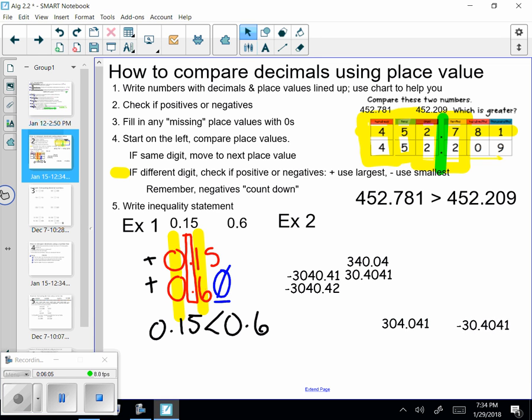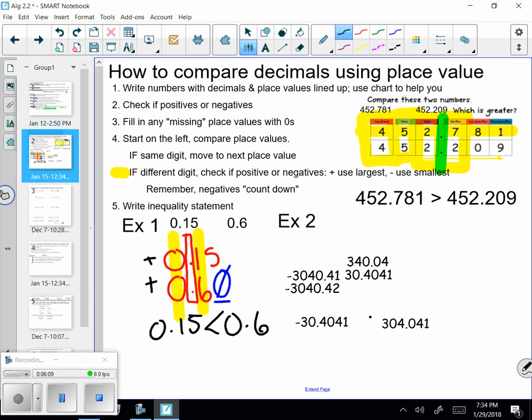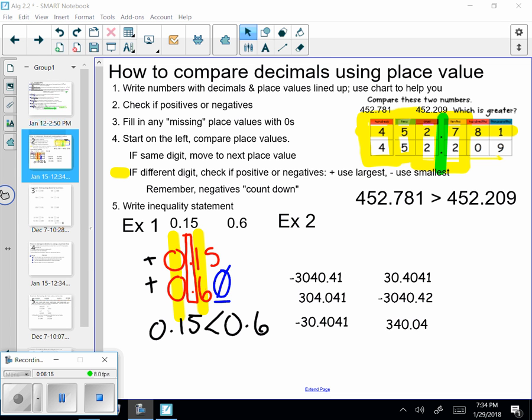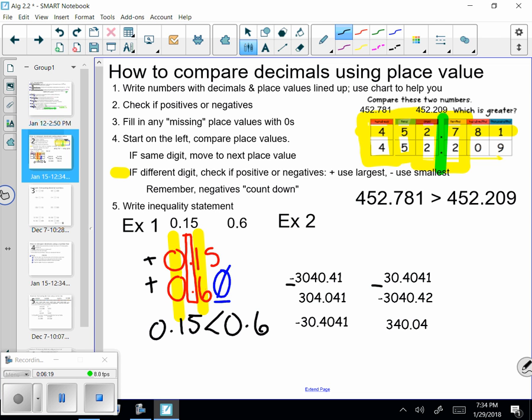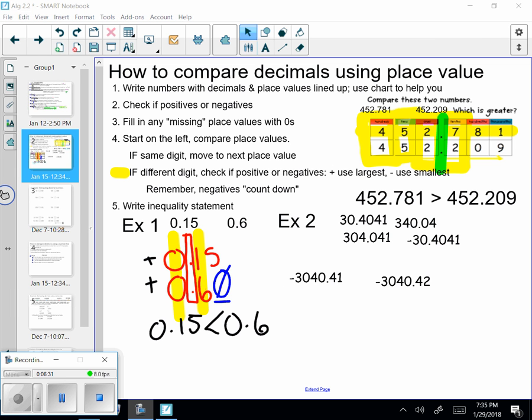Remember, we can switch which way our alligator eats as long as it's still eating the bigger number. Positives are bigger than negatives. Here are 3 examples. I have a negative number and a positive number. The positive is always bigger. I have a positive number and a negative number. The positive is always bigger. Negative, positive, positive's always bigger.